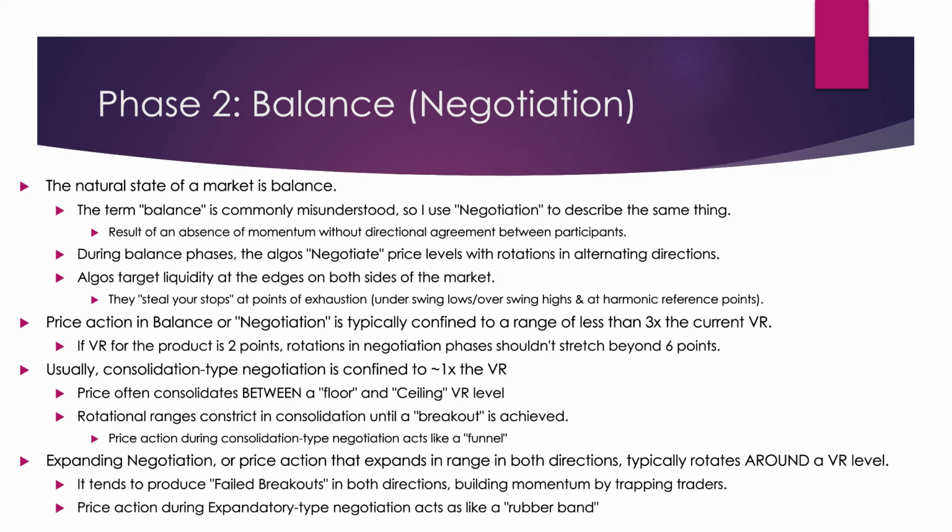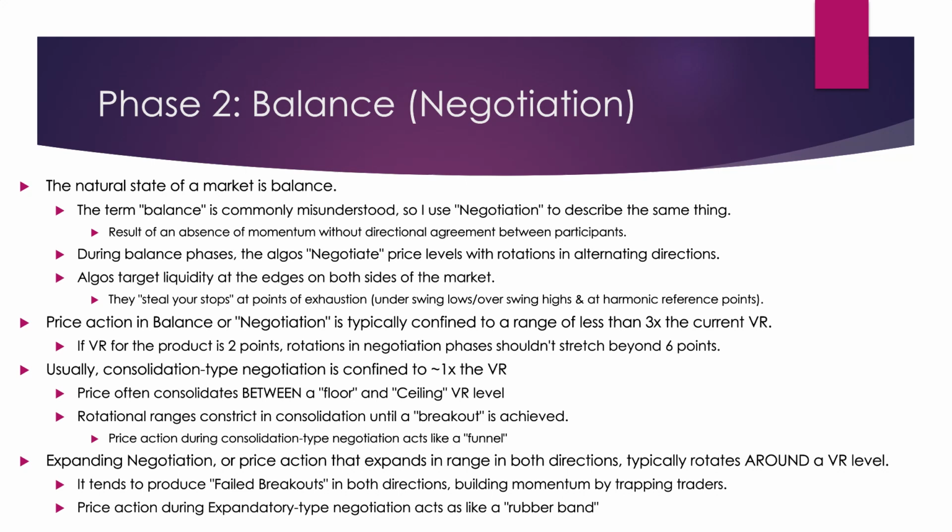There's a consolidation type and an expanding type. Consolidation type negotiation is when the price action is confined to just one Voodoo range. It's bouncing between a floor and a ceiling Voodoo range level, primarily. It can move beyond it, but it's usually rejected. Nine times out of 10, it's going to reject back and trade into the other side, or at least into the middle of the two floor and ceiling levels. And that will continue until you get a breakout that happens on high volume and get some follow through.